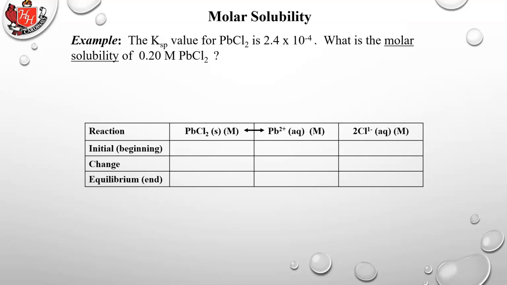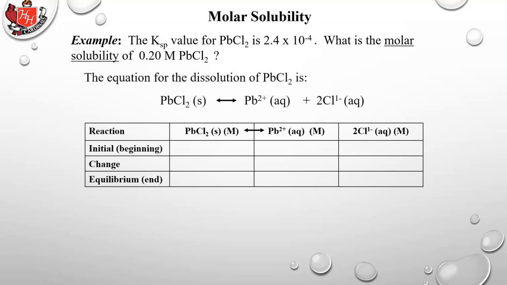Okay, so here's an example. It gives you the solubility product. That's the equilibrium constant for the solubility of lead chloride, and it says that it's 2.4 times 10 to the negative 4. Now it wants to know the molar solubility of 0.2 molar PbCl2. So in other words, how much of that PbCl2 is going to actually dissolve?